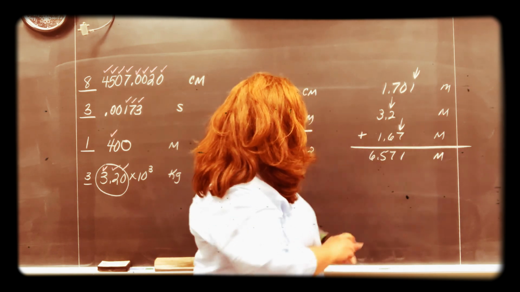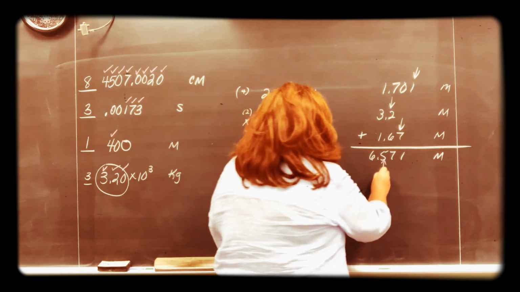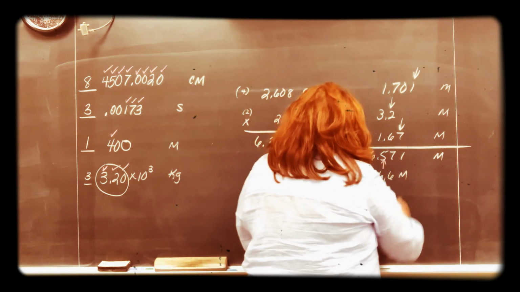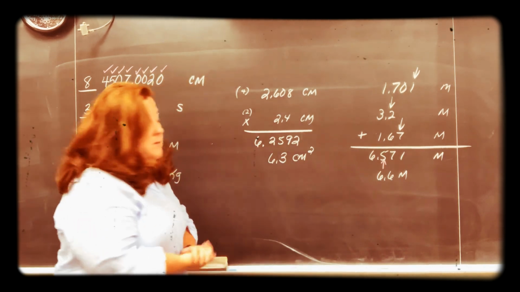So that means I can come down here to my answer. Here's the tenths place in my answer. That means I have to round to that tenths place, and this is going to be 6.6 meters. And those are the rules for addition and subtraction, and the rules for multiplication and division.